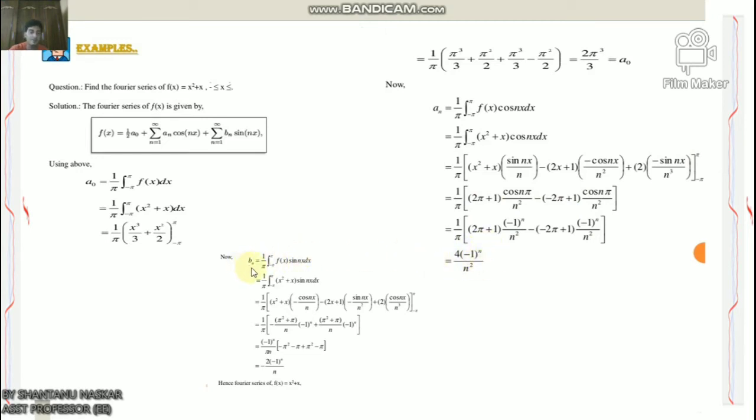And b_n equals 1 by π times the integral from -π to π of f(x) sin nx dx, which equals 1 by π times the integral from -π to π of (x square plus x) sin nx dx. This equals 1 by π times [(x square plus x)(-cos nx by n) minus (2x plus 1)(-sin nx by n square) plus 2 cos nx by n cube], and the whole thing is over the interval of -π to π. Concluding this, we get minus 2(-1)^n by n. Hence the Fourier series of f(x) equals x square plus x is this: this is the value of a0, this is the value of a_n, and this is the value of b_n.